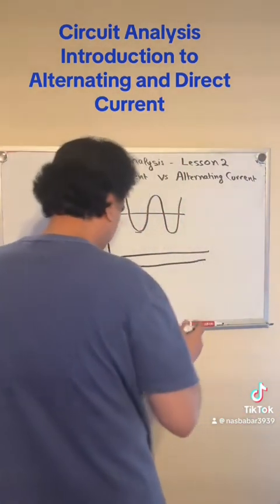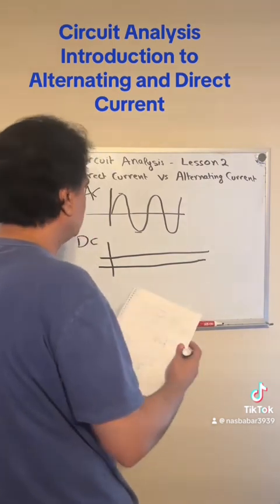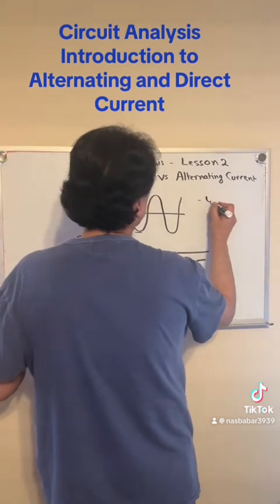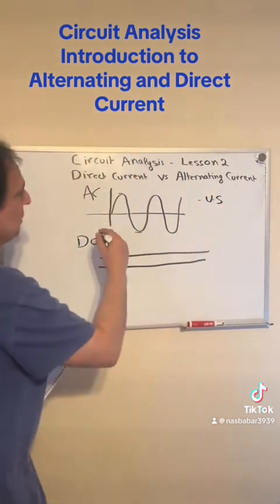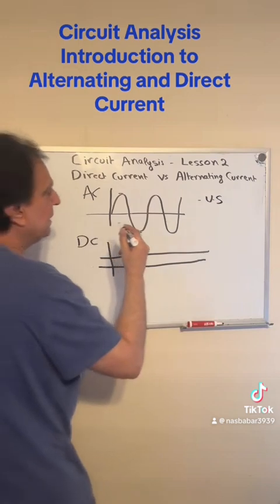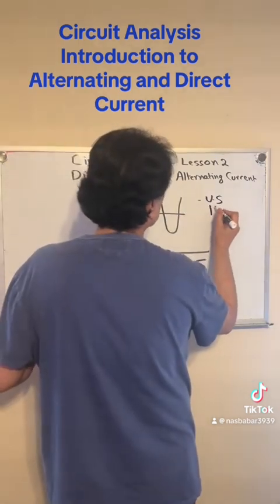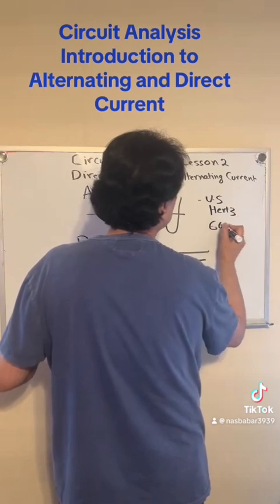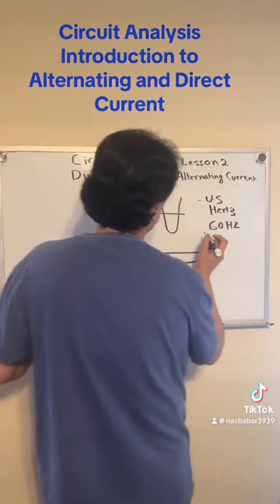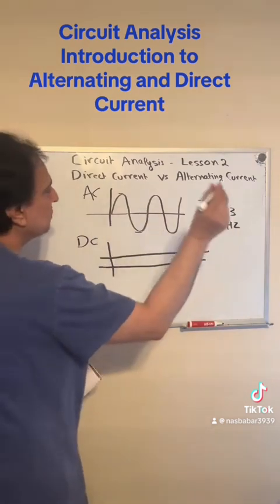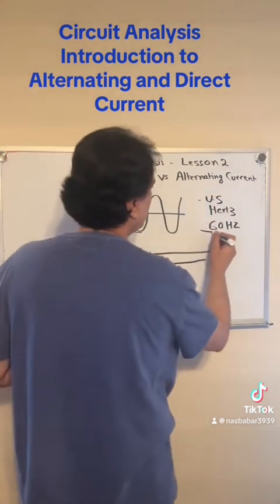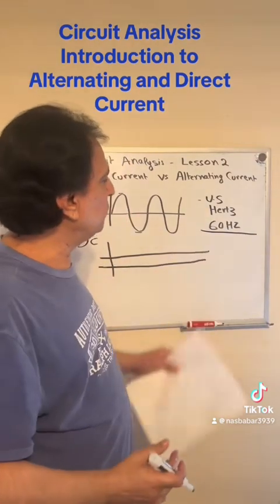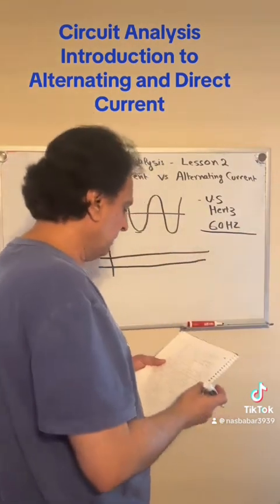In the United States, the frequency is the number of cycles per second, and the unit is hertz. In the US, it's 60 hertz, okay? In other words, for alternating current, you have 60 cycles per second. But in Europe and other nations, I think it's 50 hertz. In the US, we have 60 hertz, 60 cycles per second.